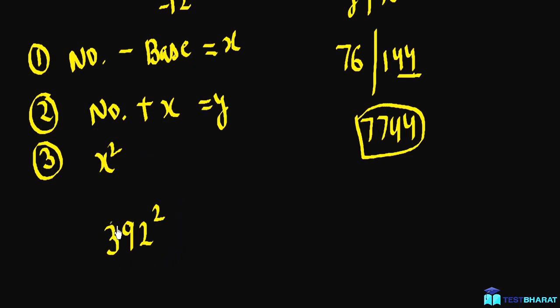So let's consider this example. We have to find the square of 392. Here you know that 100 is very far away from 392, so we can take our base as 400.